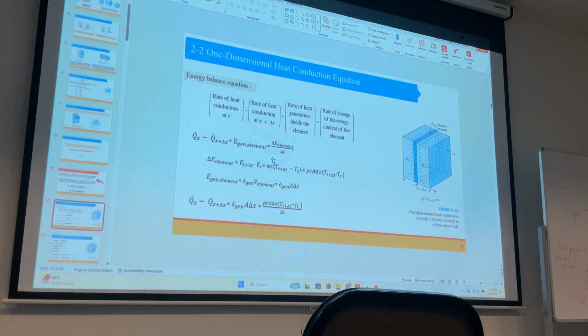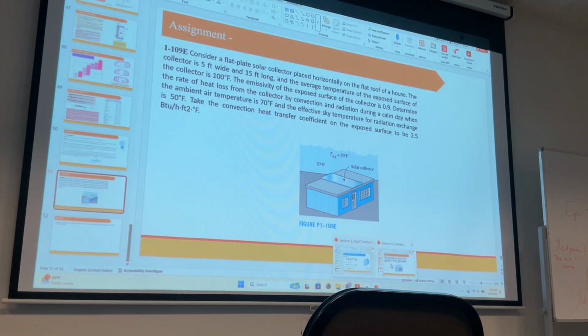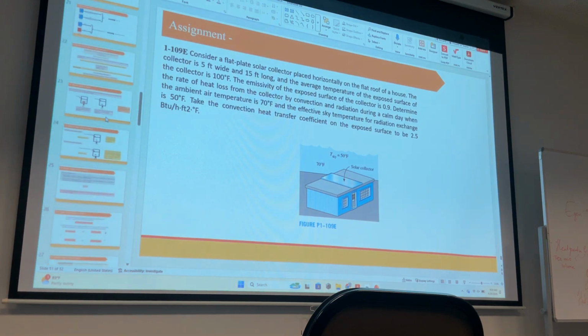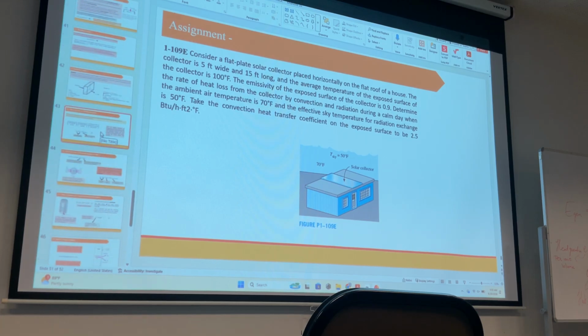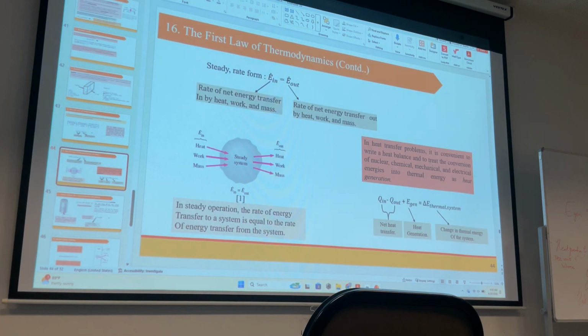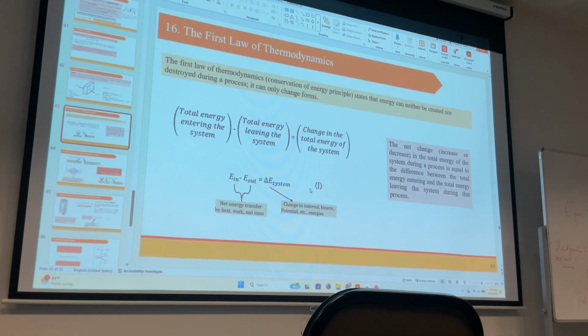So we want to write an energy balance equation. If you remember from last class, we had written energy balance. Okay, this is your first slide from your last lecture. If you remember, we had written energy balance equation. Net heat transfer entering and going out, and the heat generation, equals the change in thermal energy. You must have studied only this. This is energy balance from thermodynamics, right?